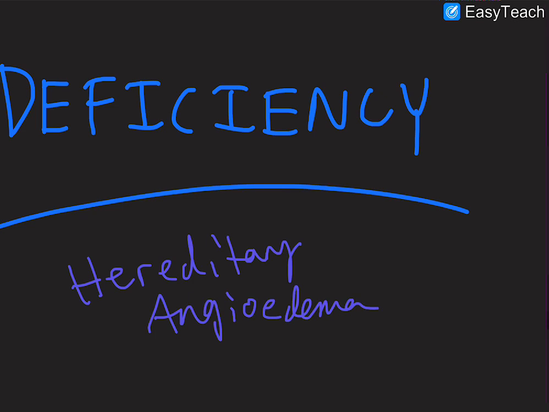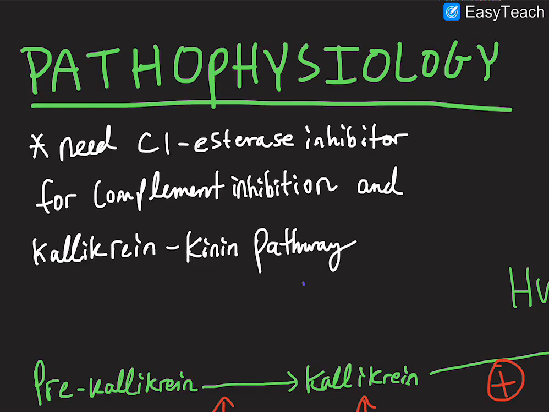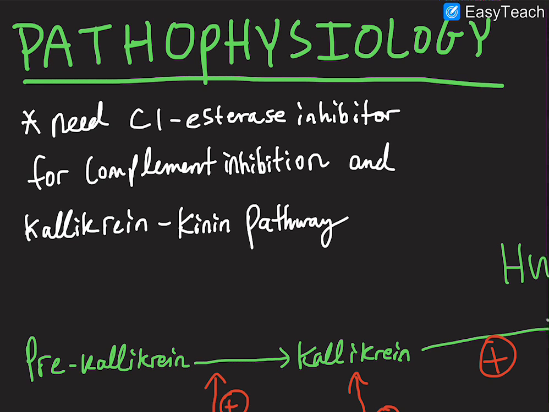So let's go and get started. Let's talk about the pathophysiology first. Just like the name suggests, this is a C1 esterase inhibitor deficiency. That means we're going to be deficient in C1 esterase inhibitor. In order to know what this will lead to, we need to know why C1 esterase inhibitor is even important, right? It turns out C1 esterase inhibitor inhibits C1 of the complement pathway.